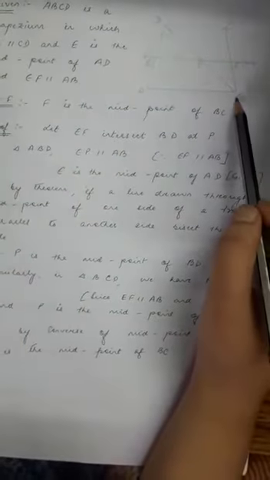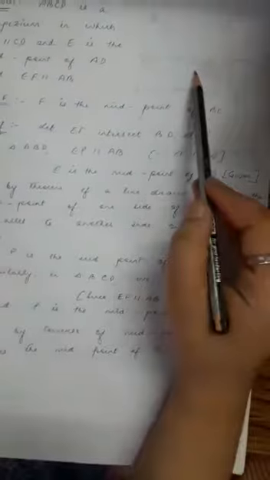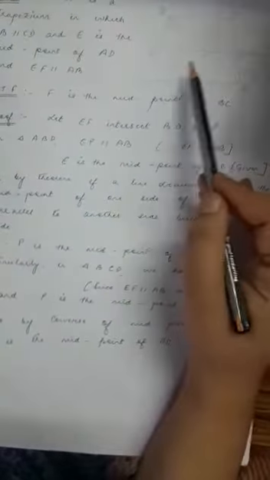Similarly, in this triangle BCD, we have PF parallel to CD. Why? Because EF is parallel to AB and AB is again parallel to CD. So PF will be parallel to CD. And P is the midpoint of BD. Therefore, by the converse of the midpoint theorem, we can say that F is the midpoint of BC. So F is proved to be the midpoint of BC. Okay. So now let us go to the next sum, number 5.